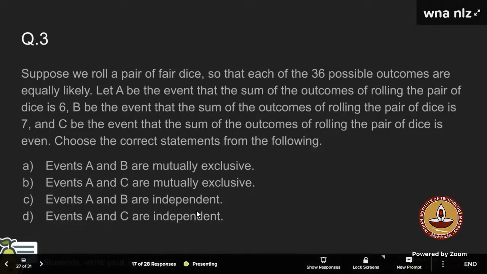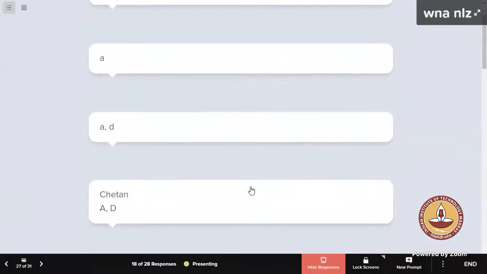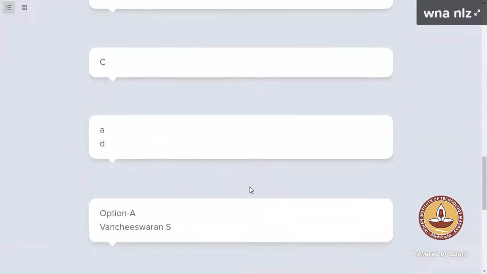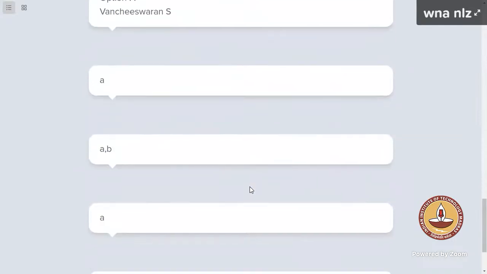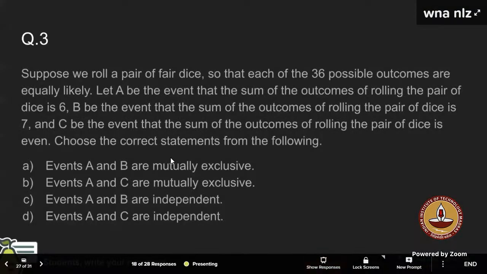Okay, let's see. 17 responses were received for this. Now let's see the responses: A, D, A, C, C, A, C. So we have a conflict between mostly AD and AC. Now let's first look at the question.